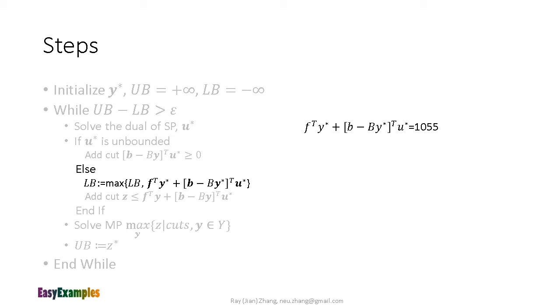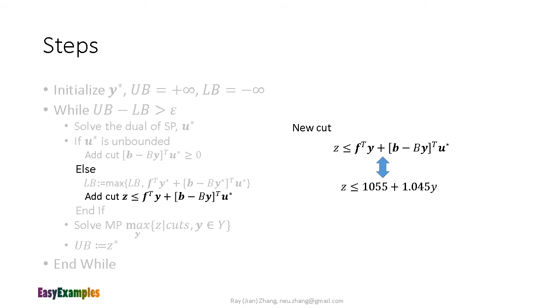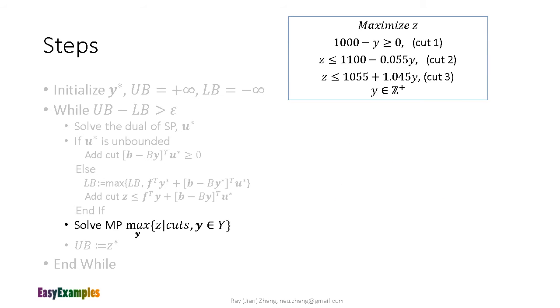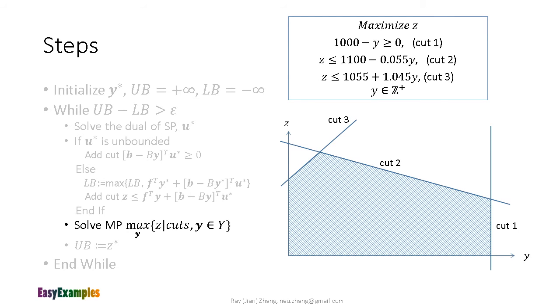With u star, we can solve the total profit that can be made from saving and investment equals to 1,055. Then we update the lower bound. Then we generate the new cut with the value of u star. Now we have 3 cuts in the master program. In the figure, the shaded area shows the feasible region of z and y with all 3 cuts added.